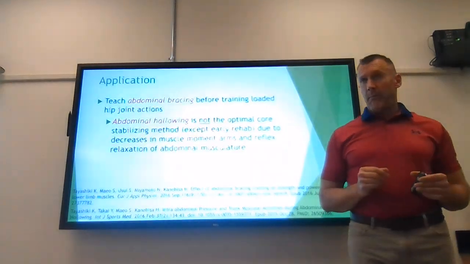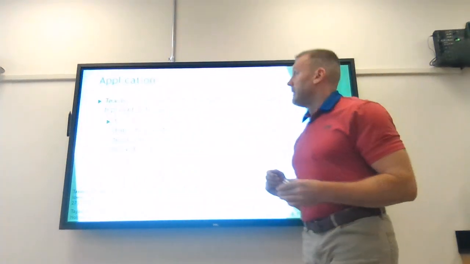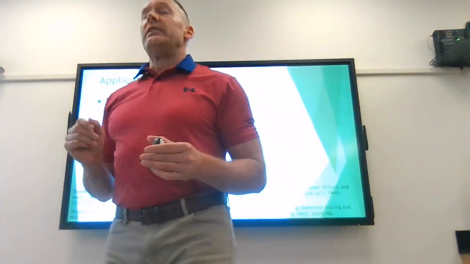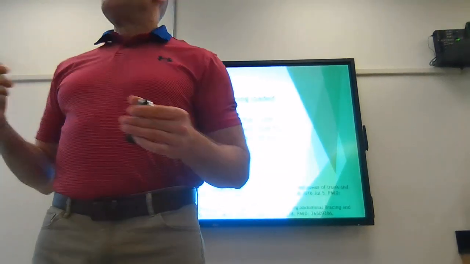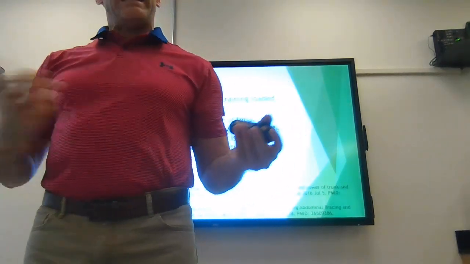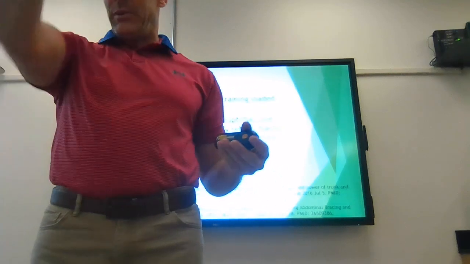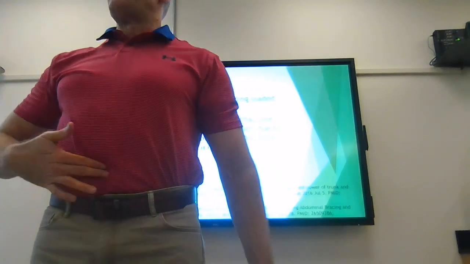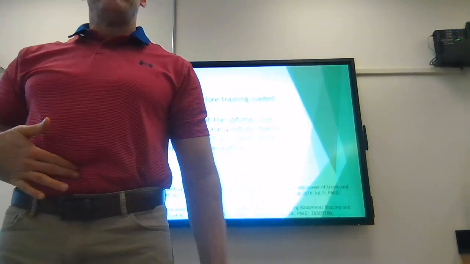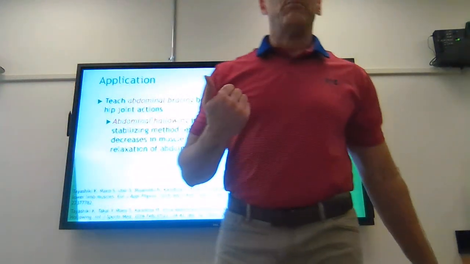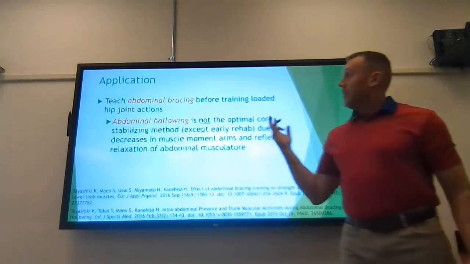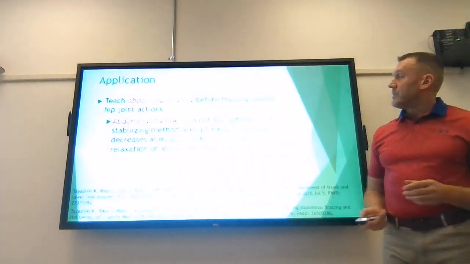Okay, so abdominal hollowing, because we're only activating the transverse abdominis, is not the optimal core stabilizing method. Think about it. Any athlete, you're not going to tell them to draw in their umbilicus. You're not going to tell a running back, as you take a handoff and you're going through the line, okay, now draw back your umbilicus. No. We want them to brace. Brace for impact. That's the preferred stabilization strategy.